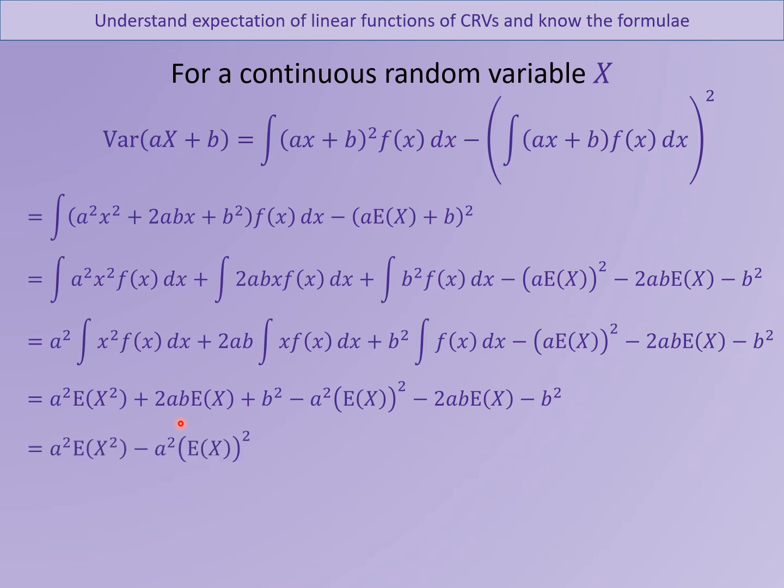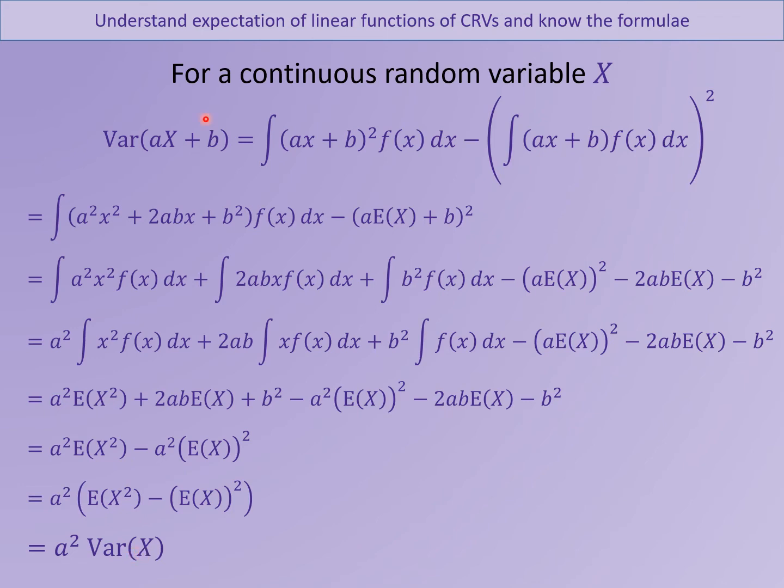Finally, we notice that quite a lot of these things cancel. For example, we've got 2ab E of x here, we've got minus 2ab E of x there. We've also got b squared and minus b squared, which are cancelling. So all that is left is just a squared times the expected value of x squared minus a squared times the expected value of x all squared. Because both of these terms involve an a squared, we can factorise this here. And we notice that what is left inside the bracket is just the variance of x.